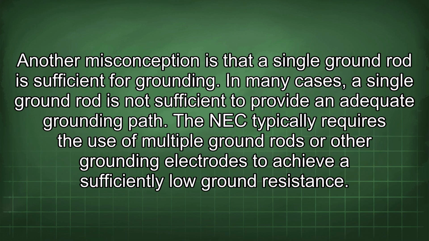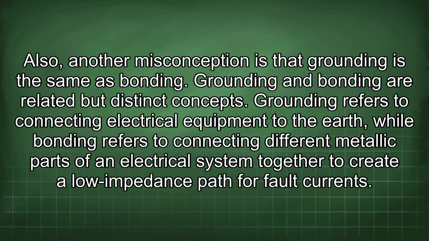Another misconception is that a single ground rod is sufficient for grounding. In many cases, a single ground rod is not sufficient to provide an adequate grounding path. The NEC typically requires the use of multiple ground rods or other grounding electrodes to achieve a sufficiently low ground resistance. Also, another misconception is that grounding is the same as bonding.